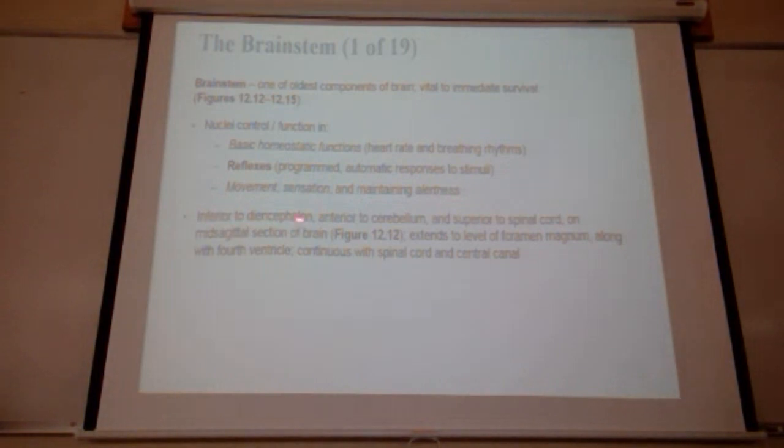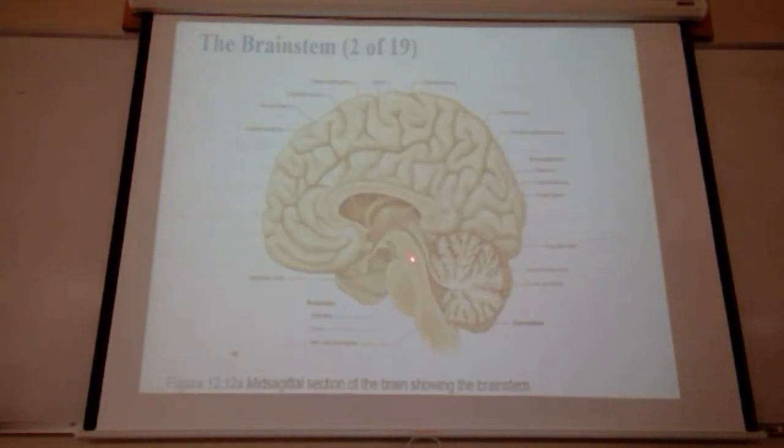It is found inferior to the diencephalon, anterior to the cerebellum, and superior to the spinal cord. On a mid-sagittal cross-section of the brain, it extends to the level of the foramen magnum. Along with the fourth ventricle, it is continuous with the spinal cord and the central canal. So here is the brainstem, the three components. There's the pons, the midbrain, the medulla oblongata leading onto the spinal cord. There is the fourth ventricle leading into the spinal canal.